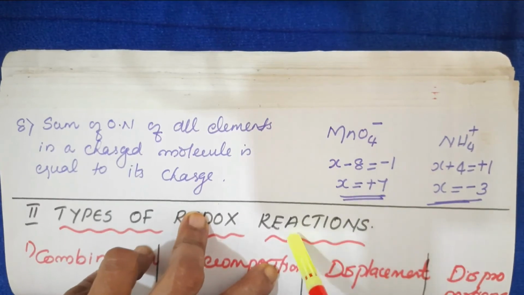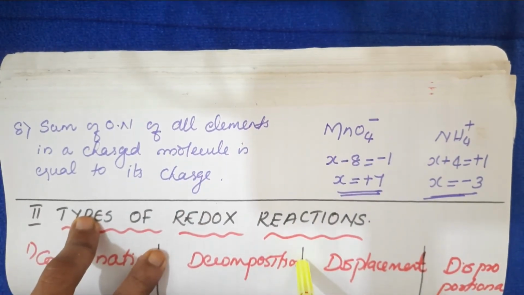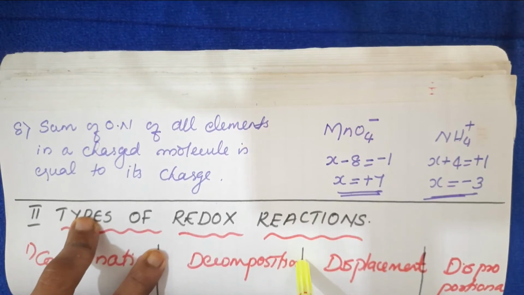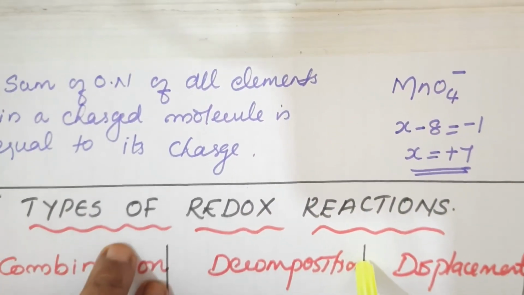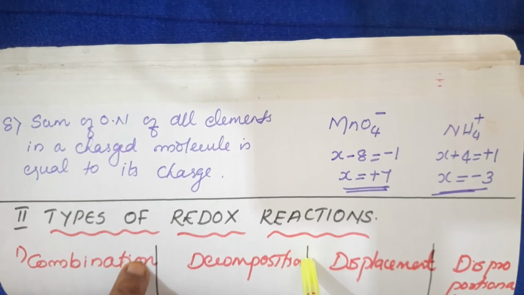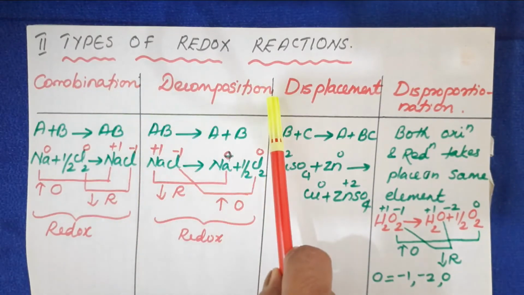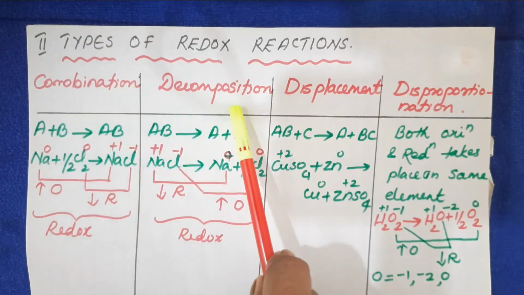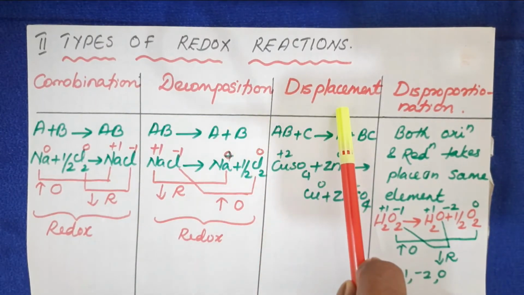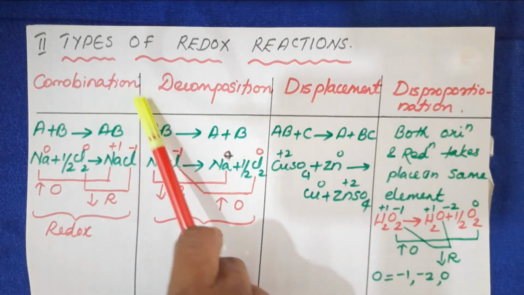Clear? So, these are the rules governing the oxidation number of elements in compounds. If we know these rules, we can calculate the oxidation numbers. Next, we are going to the second focus area, that is types of redox reactions. Mainly here, 4 types of redox reactions: combination, decomposition, displacement and disproportionation. What is a combination reaction?